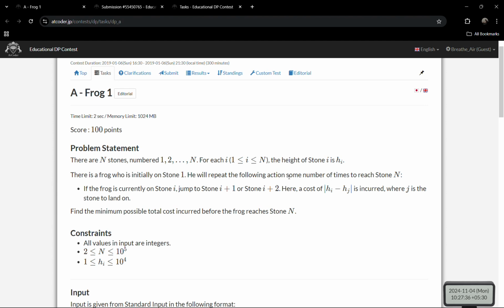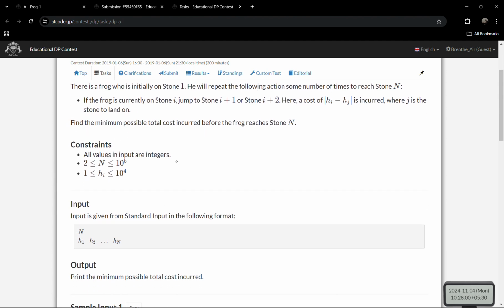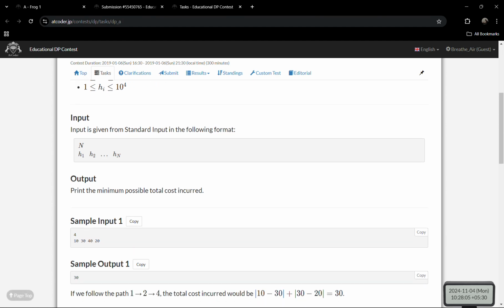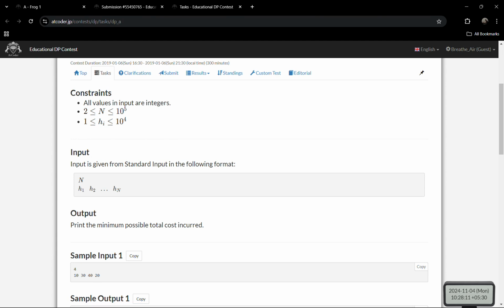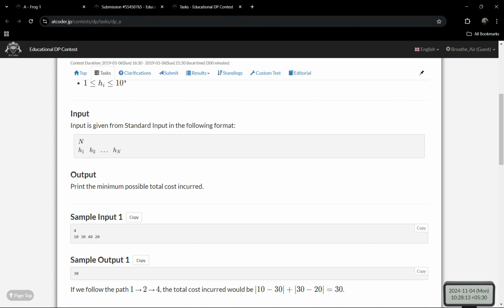He will repeat the following action some number of times to reach stone n. If the frog is currently on stone i, jump to stone i+1 or stone i+2. Here a cost of |h_i - h_j| is incurred, where j is the stone to land on. Then we have to find the minimum possible total cost incurred before the frog reaches stone n. The constraints are n is up to 10^5 and heights are up to 10^4. Input is like this.